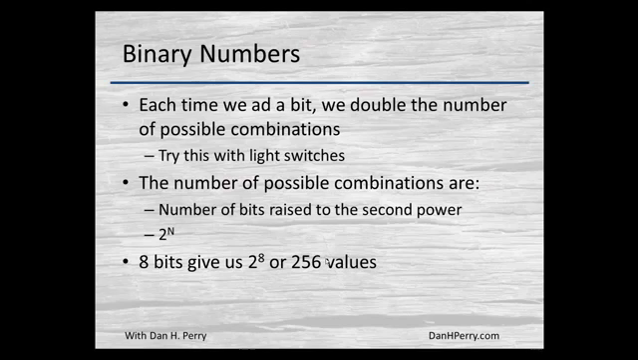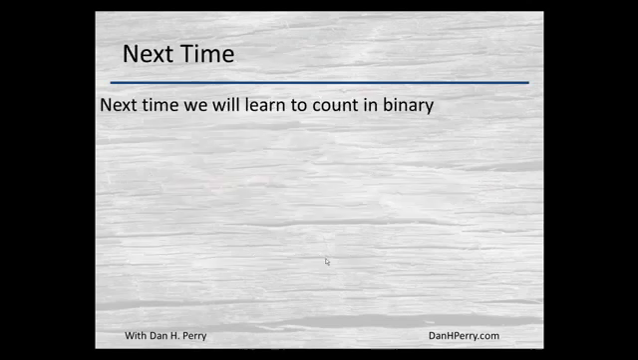You can try this with light switches. If you have a place where you have 3 light switches, then you would have 8 combinations. The total number of combinations is 2 raised to the power of the number of bits, or 2 to the n. So if we have 8 bits, we have 2 to the 8th, or 256 possible values. Next time, we're going to look at how we count in binary numbers.